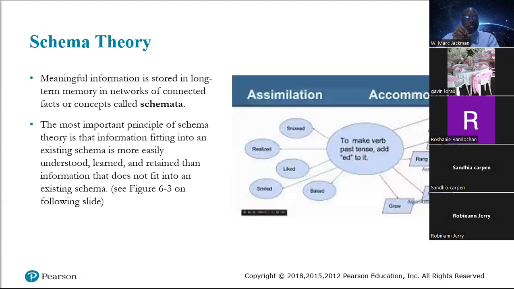Then you have the schema theory. Meaningful information is stored in long-term memory in networks, and we made mention of that before. Connected facts or concepts are called schemata. So if I say money or popcorn or vacation, that would bring up a whole network in your mind that's associated with that word. And through that network is how you would recall; it is the schema that you have in your mind that relates to that particular word or that particular term or that particular concept.